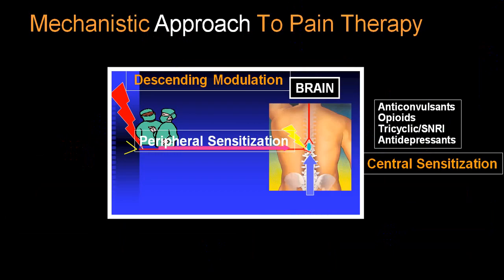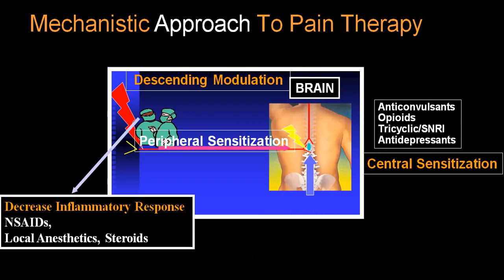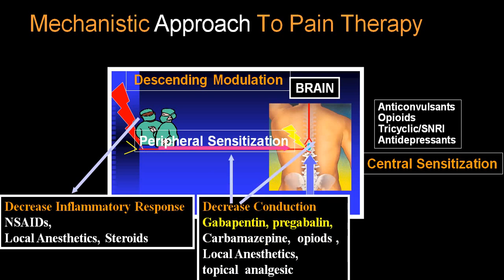Now, if you go through pain management, there are some drugs which act at the periphery, like non-steroidal anti-inflammatory drugs, local analgesics, and steroids. They act at the peripheral receptor level. And there are drugs which act on the peripheral nerves or at the level of the spinal cord. Those are gabapentin, pregabalin, carbamazepine, opioid alkaloids, local anesthetics, topical analgesics, etc.